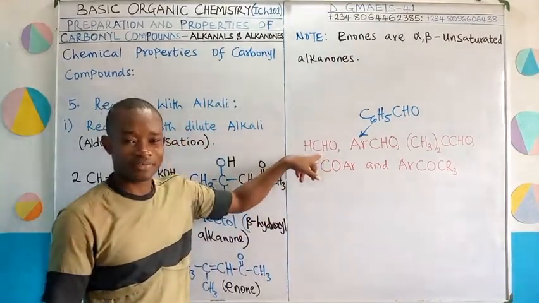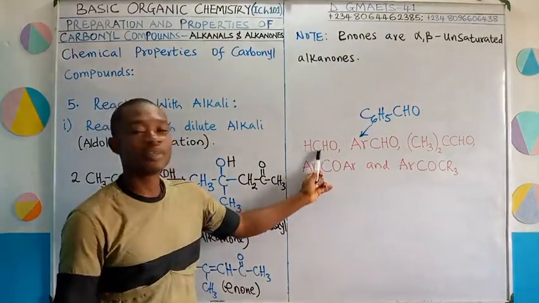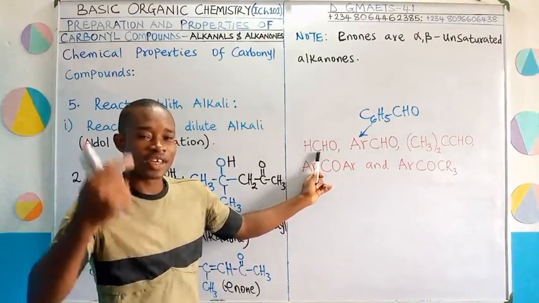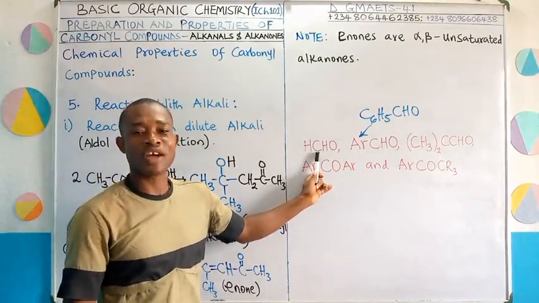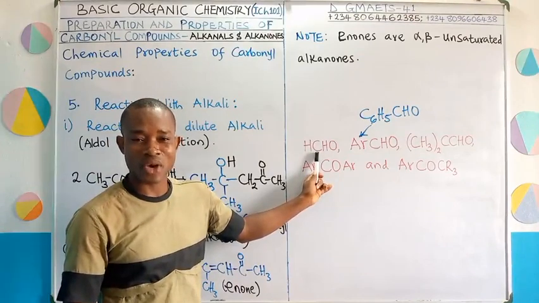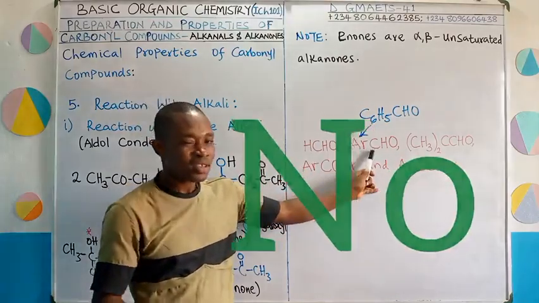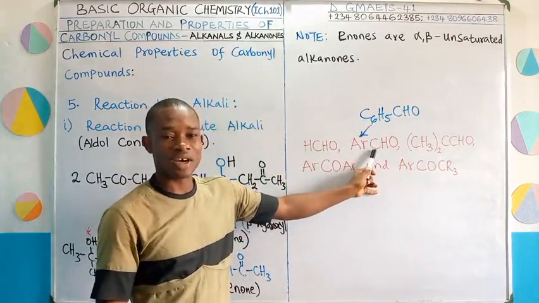Take a look at this. This is methanal. This is the carbon of the functional group. Do you see clearly there is nothing like alpha carbon? So we can't even think of alpha hydrogen. Therefore, what do you have to say about methanal? Does it undergo Aldol condensation? No. What about this? This is phenylmethanal.